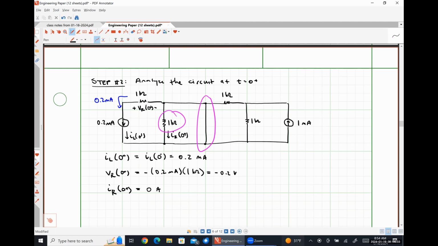So here are our three values. A minimal amount of circuit analysis needed to be done for this particular circuit. Anybody have any questions about where any of these three numbers came from? Brandon?